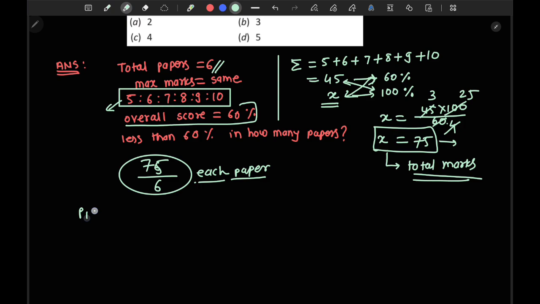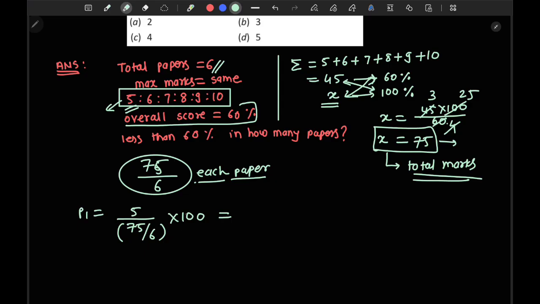So let's calculate it for paper 1. Now for paper 1, the ratio is how much? 5, right? 5 out of 75 divided by 6, right? And that is in the proportions. So I'll have to find out the percentage, so I'll multiply by 100.